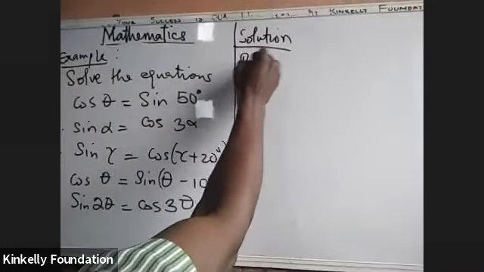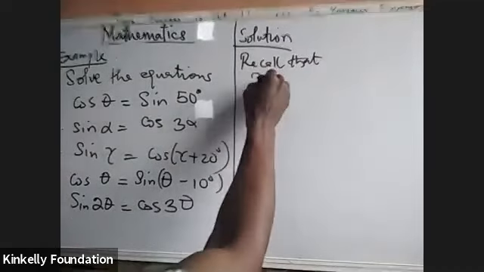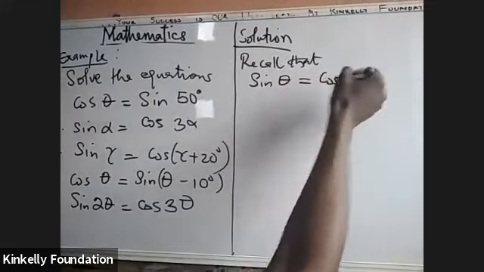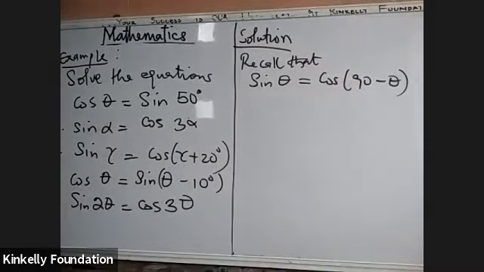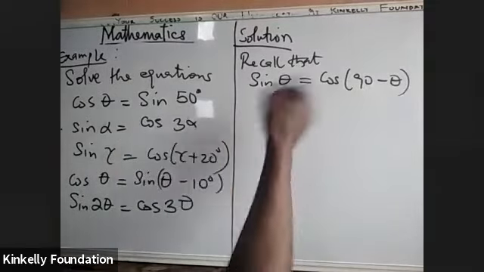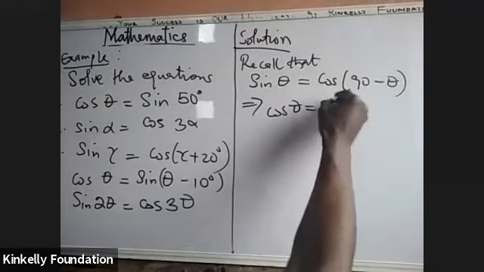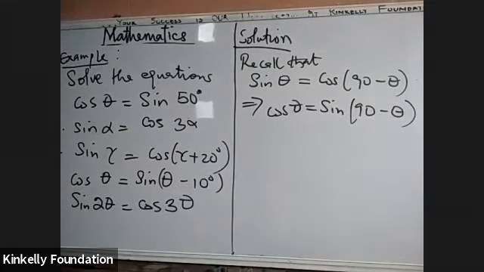Recall that sine theta is equal to cos of what? 90 minus theta. Remember what we had before when we started this. Now, for us to find theta, if this is the case, the same thing applies: cos theta will now be sine of 90 minus theta. Remember, we have them like that.